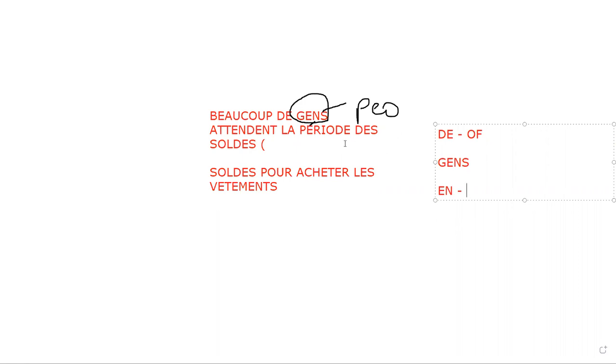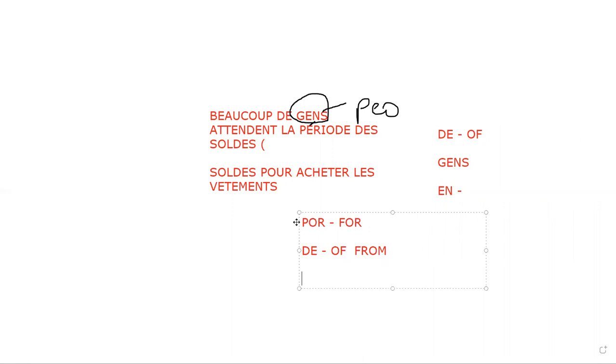Beaucoup de gens attendent la période des soldes pour acheter les vêtements. Repeat after me. Soldes is to sell, for buying the clothing. Is it clear to you? Pour is my preposition which is for. De is my preposition which is of and from. Is it clear to you?